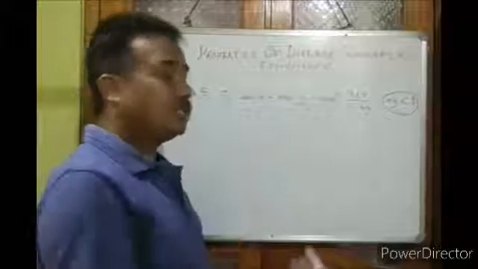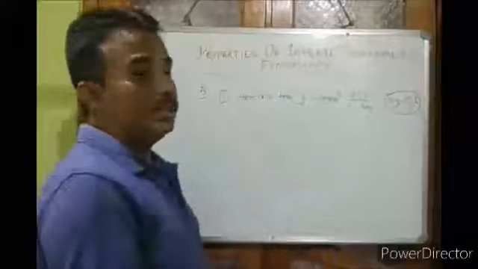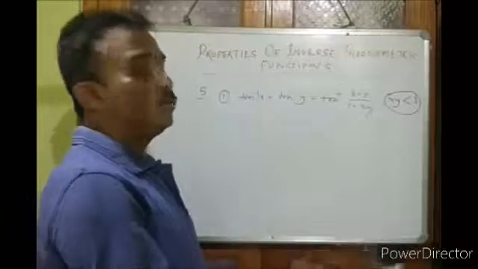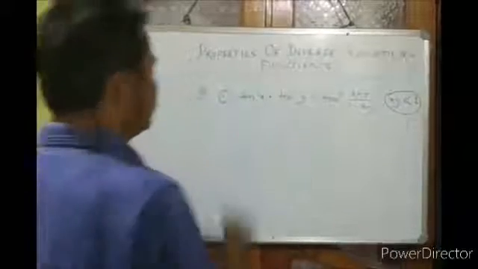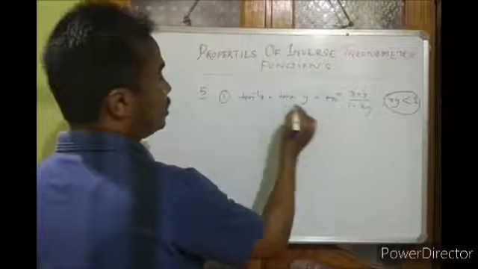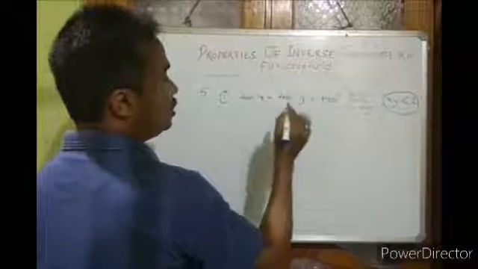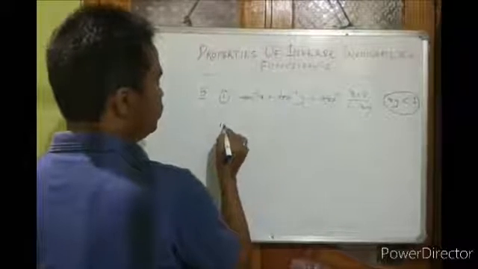In most of the cases, the questions are set in such a way that xy is less than 1. If it is not less than 1, then you have to make it less than 1, and that technique we will learn. So tan inverse x plus tan inverse y is equal to tan inverse of (x plus y) divided by (1 minus xy).